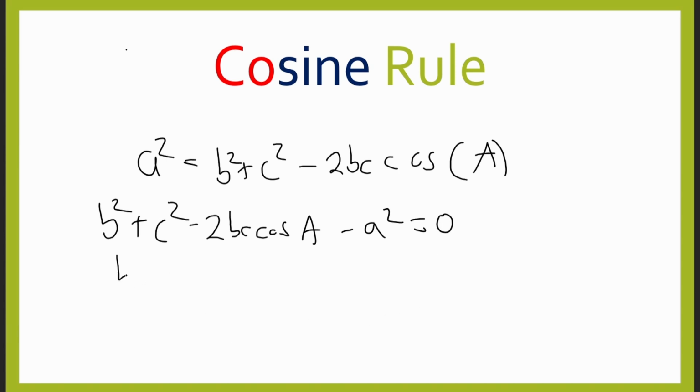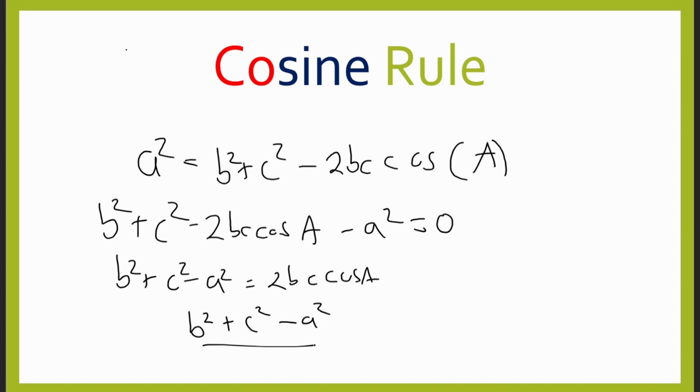What you can do now is add 2bc cos A to both sides, because it's just one entire thing, and you get b squared plus c squared minus a squared equals 2bc cos A. You can divide by 2bc. What you do, divide by 2bc, you get b squared plus c squared minus a squared over 2bc equals cos of A. And there you go. That is your next formula that you can use for angles this time.